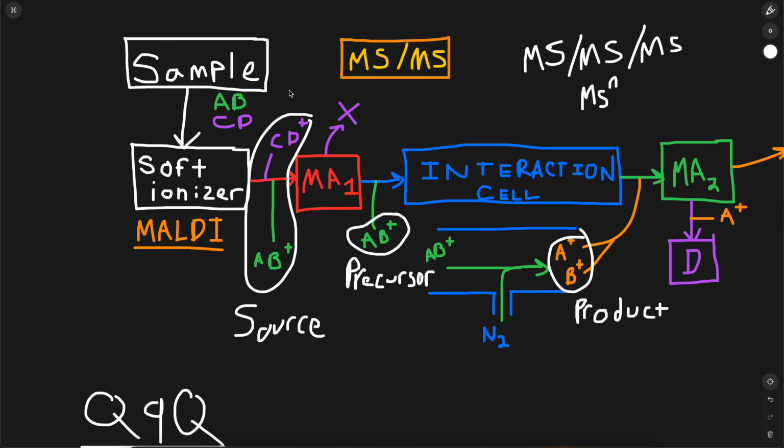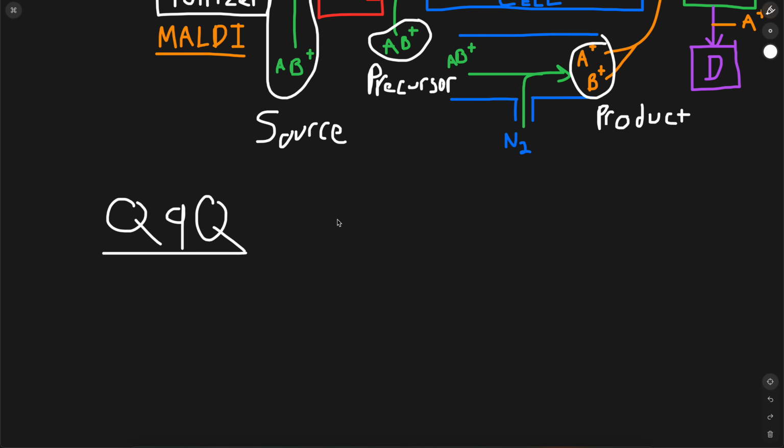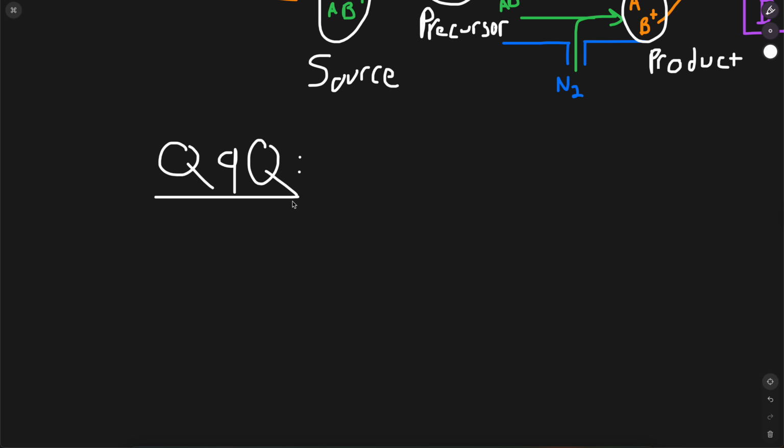So what we're going to do here is define the specific mass analyzers that we use. So MA1 and MA2 are ambiguous. It could be time of flight. It could be an actual quadrupole. It could be a magnetic selecting mass analyzer. So it depends. And one of the first ones is QQQ.